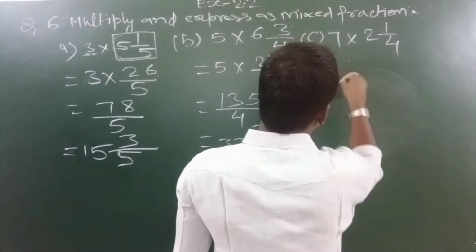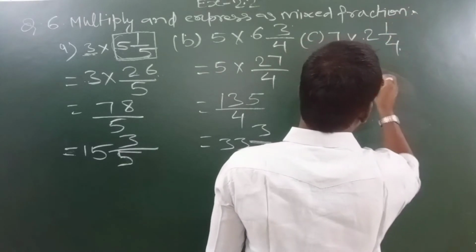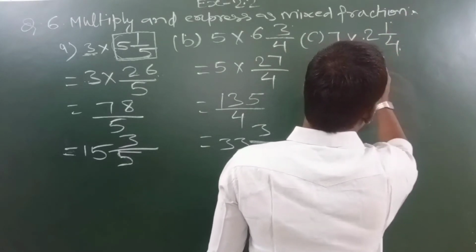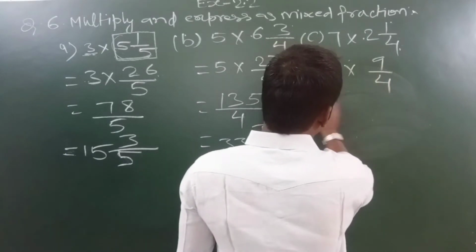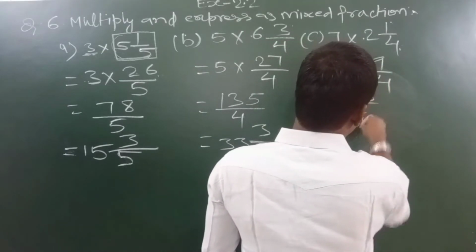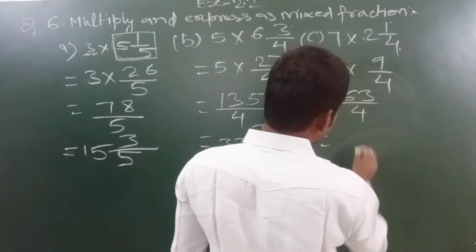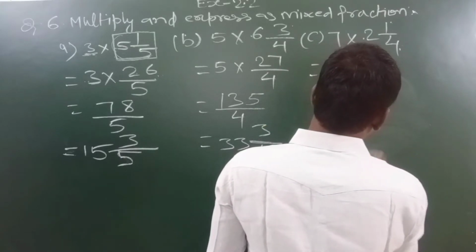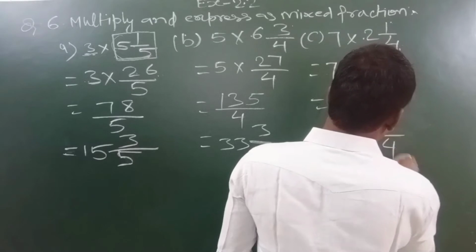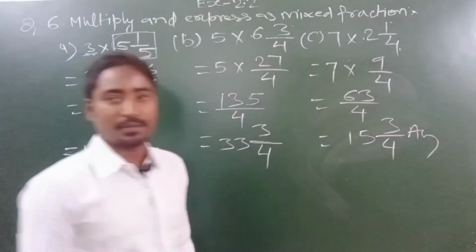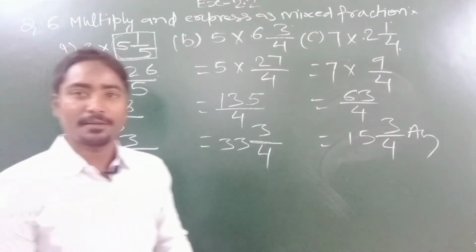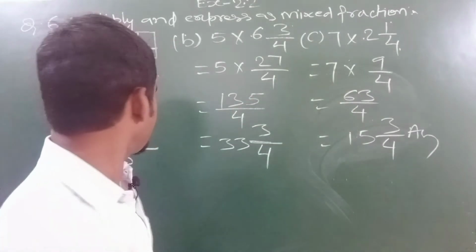Again what you have to do, 7 as it is, convert it to fraction. 4 2s are 8 plus 1, 9 upon 4. Then see the common factor, no common factor, so 9 7s are 63 upon 4. Now convert it into mixed fraction, so 4 1s are 4, and then 4 5s are 20, then 4 as it is, and then here at numerator you will have 3. Okay, so these 3 segments are there.